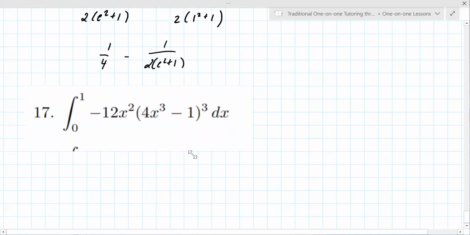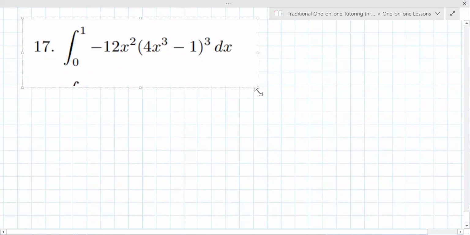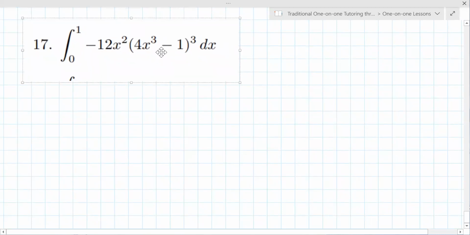Right. All right. Okay, this could be our last question if you want it to be. I would love to see you work through this one on your own. It's got definite integral bounds. It's got a u that you're familiar with. This one works out super nicely. Is the u the 4x cubed minus 1? Yes. Okay, just making sure.